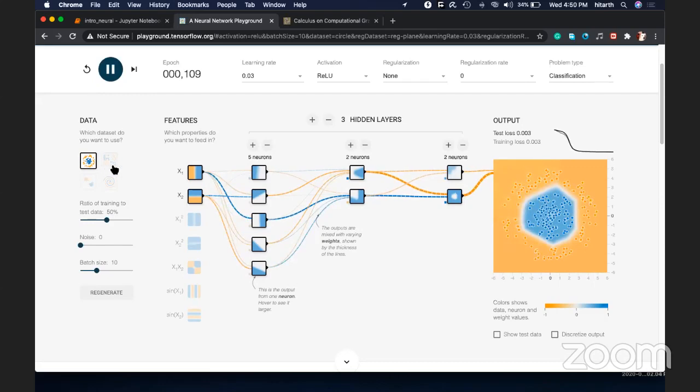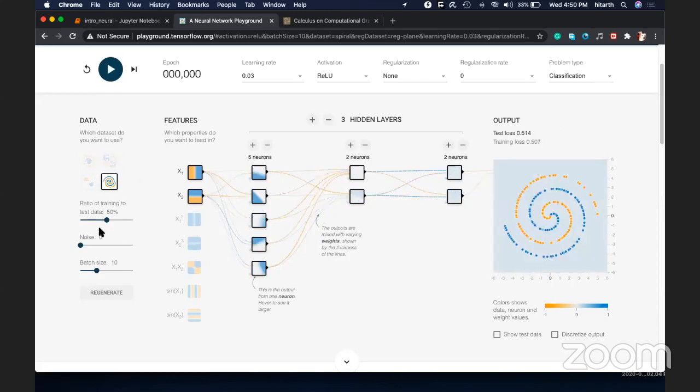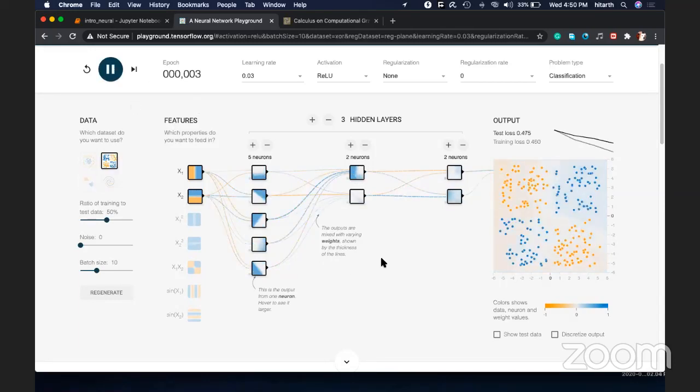So now there are 4 types of data labeling that they have. And this is the spiral. You should try to figure out what to select for all these parameters so that it can differentiate these things. So just see this one, if it works or not.